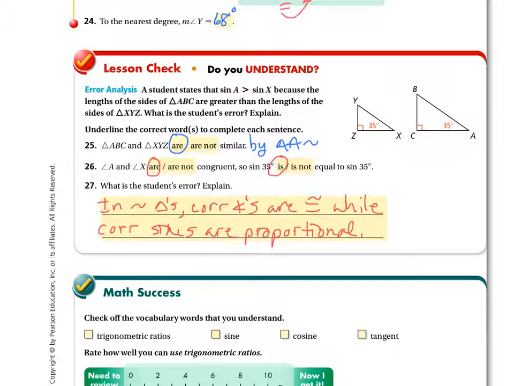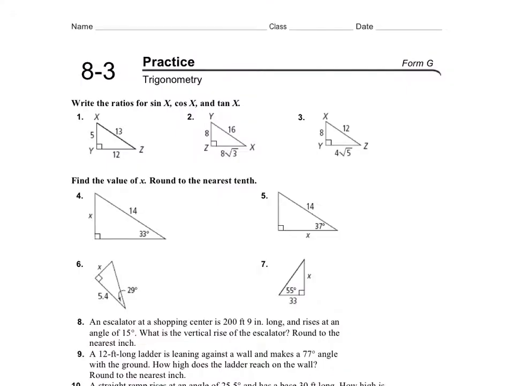All right, so go grab your workbook. We're going to work some problems, and then this might answer your question, Tatum. I would agree with that. Okay. Bless you. So we're going to look at 8-3 practice.